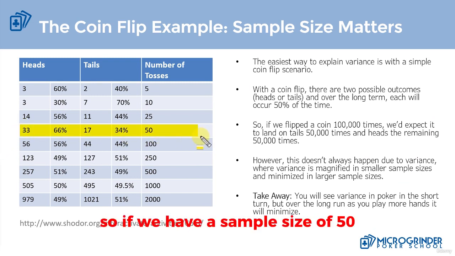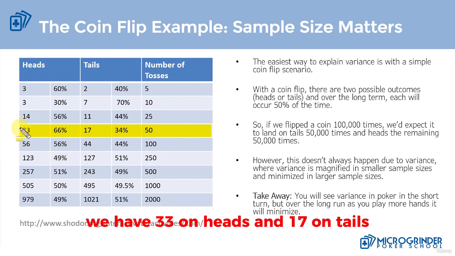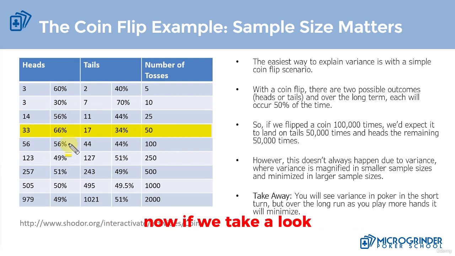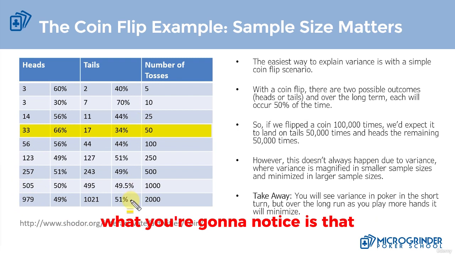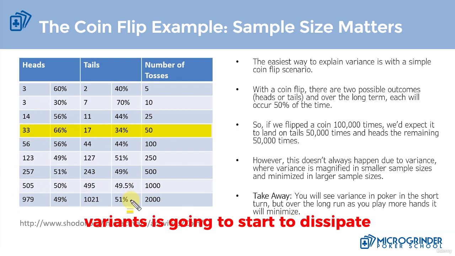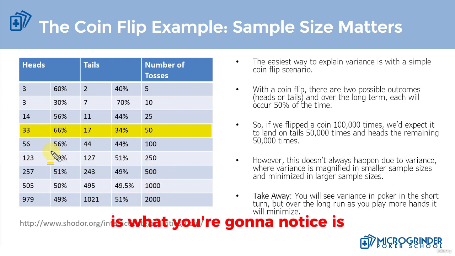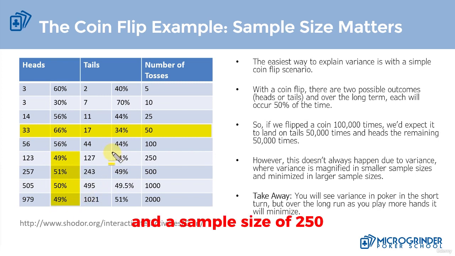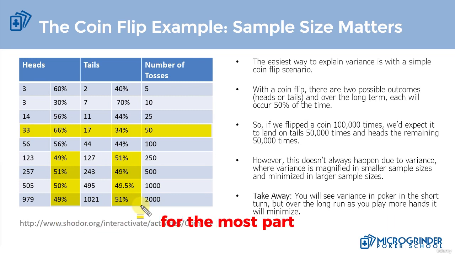If we have a sample size of 50, we would expect 25 and 25, but we don't. We have 33 on heads and 17 on tails. Now, if we continue to go down this direction, what you're going to notice is that variance is going to start to dissipate. With this example, at a sample size of 250, it pretty much starts to dissipate altogether for the most part.